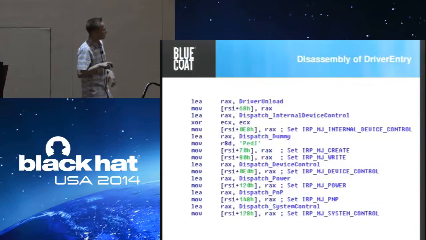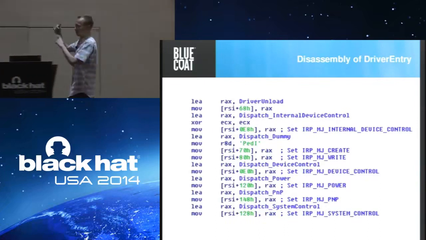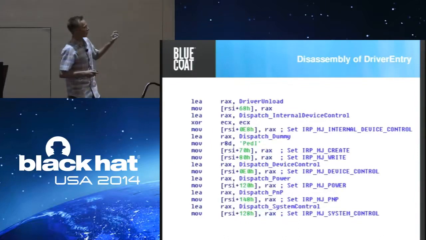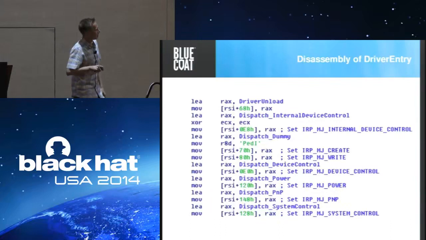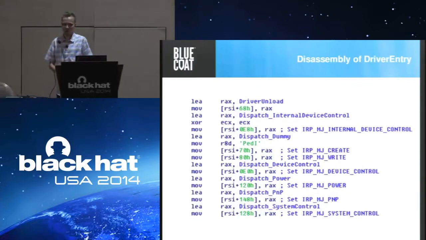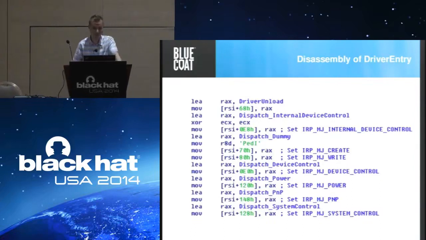This guy is the guy we're looking for. And you'll see that it will load the address of the dispatch routine into RAX, and it will move it into some memory pointed to by RSI plus an offset. And this sort of pattern repeats throughout, right? So in this case, RSI is actually pointing to the driver object. And the thing is that these offsets are not random at all. They're actually offsets within the driver object structure, right? And that doesn't change, at least not for the same operating system version.